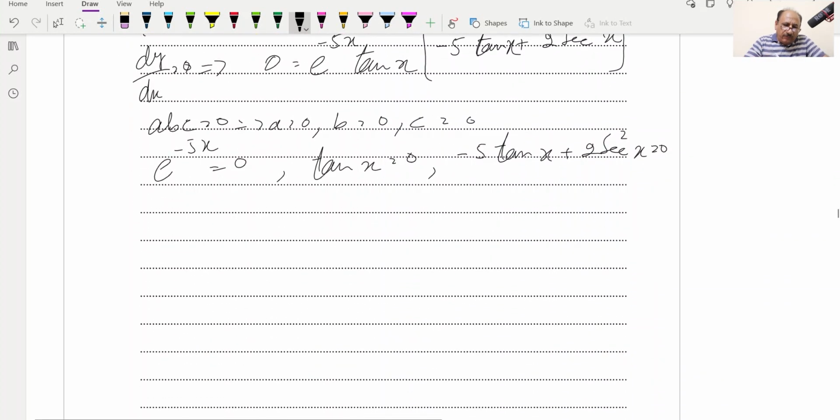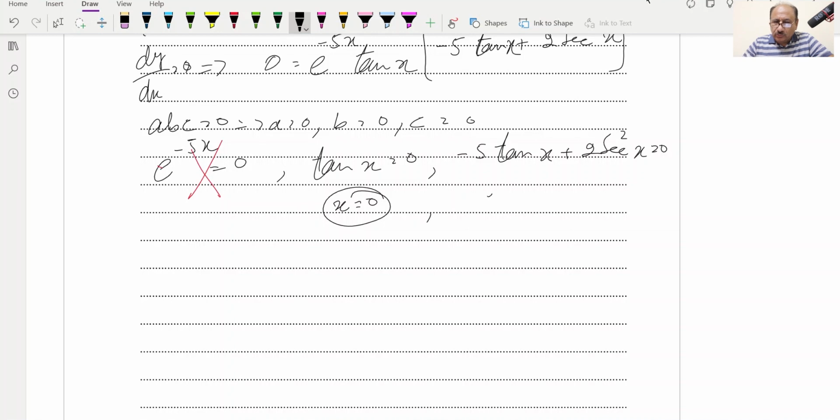So e raised to minus 5x, if we take any value of x, positive or negative or 0, e raised to this cannot be equal to 0. So this is rejected. And the second thing, tan x is equal to 0, this implies x will be equal to 0.